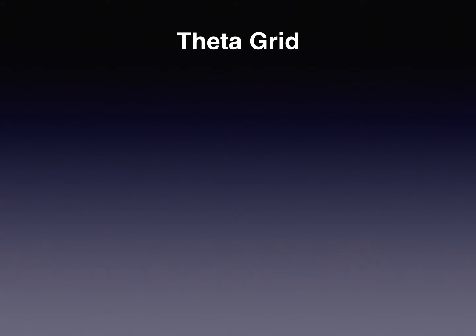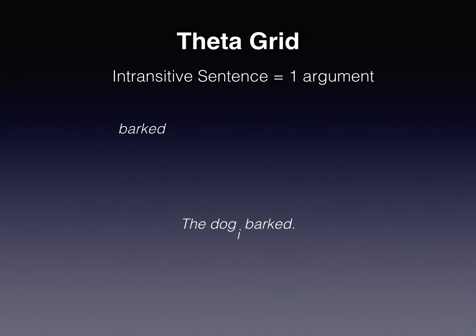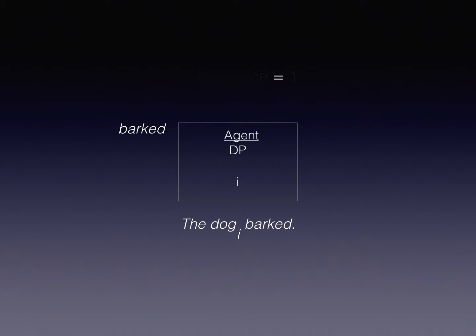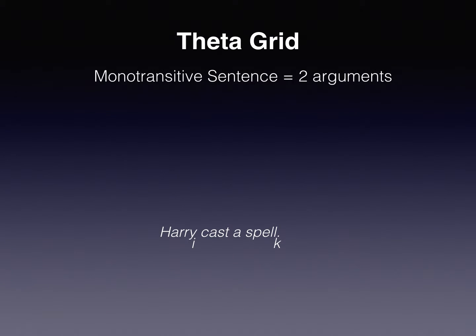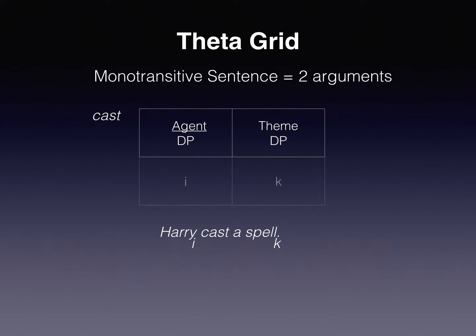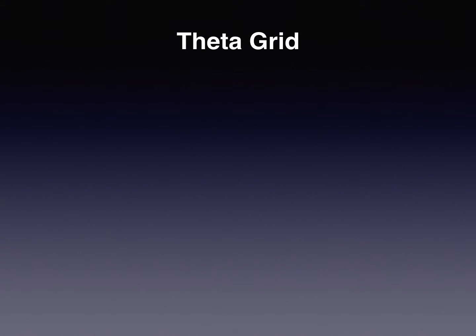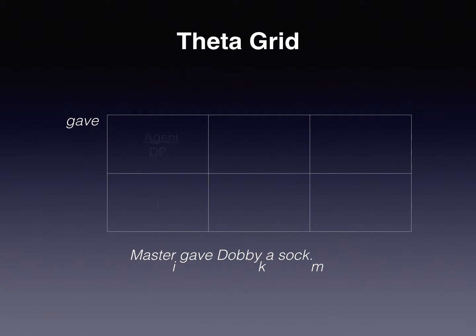Here's what a theta grid showing the one-to-one argument theta role relationship with an intransitive sentence looks like. And this, having no object, has only one argument. And here is another, with two arguments from a monotransitive sentence. And finally, we have a grid with the maximum number of arguments, and thus maximum amount of theta roles that can be assigned, which is a ditransitive sentence.